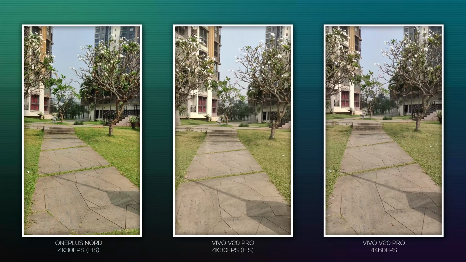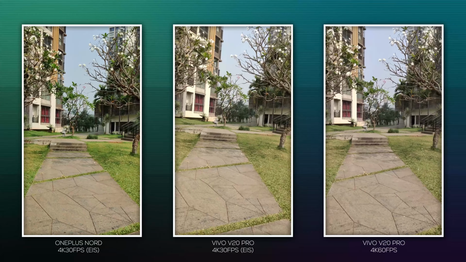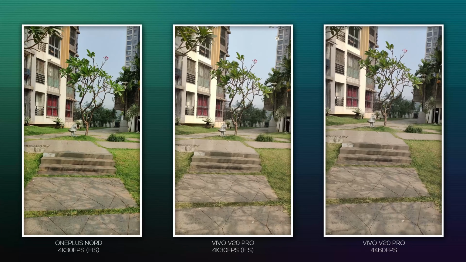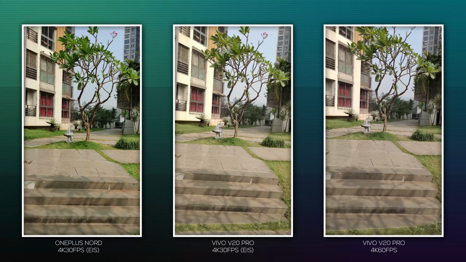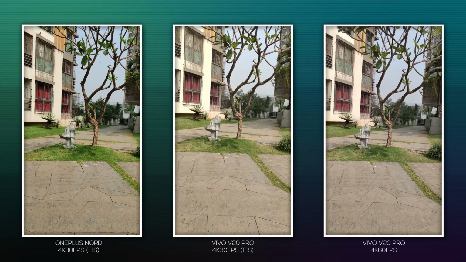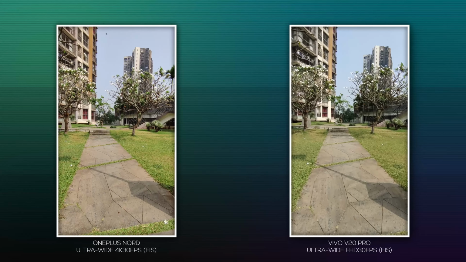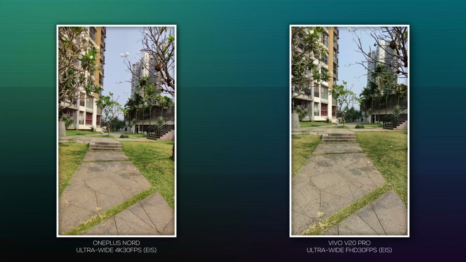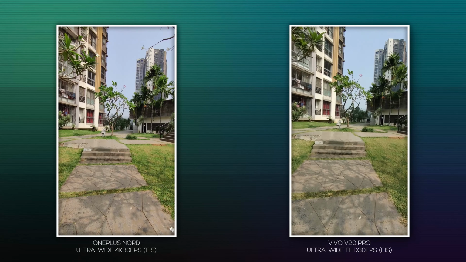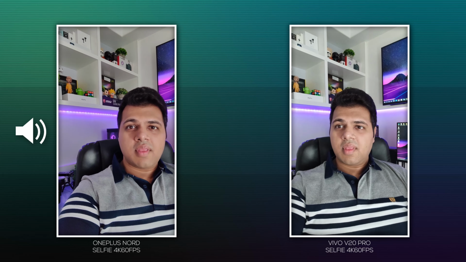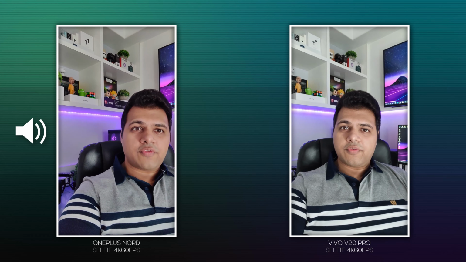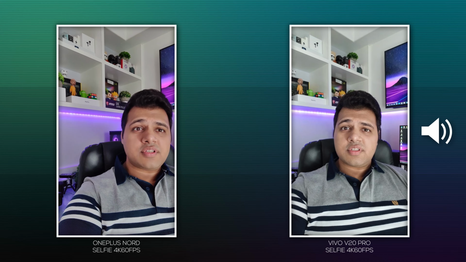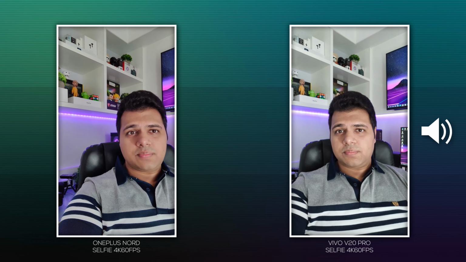Coming to video recording, both phones have some advantages over each other. Vivo V20 Pro can record videos at 4K 60 FPS with its primary camera, whereas the Nord is limited to 4K 30 FPS. However, OnePlus Nord can record 4K videos with its ultra-wide-angle camera as well, whereas the V20 Pro is limited to 1080p 30 FPS. With the front-facing camera, you can record 4K 60 FPS videos with both these phones. You can also hear the difference in mic quality between these two phones right now.